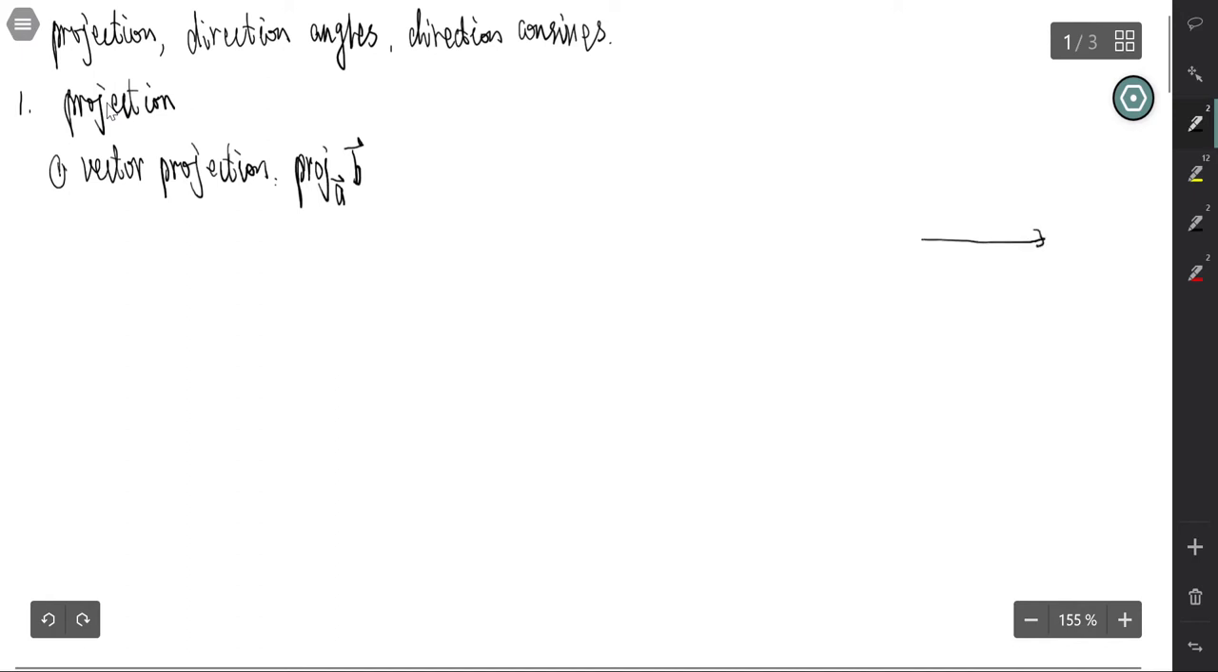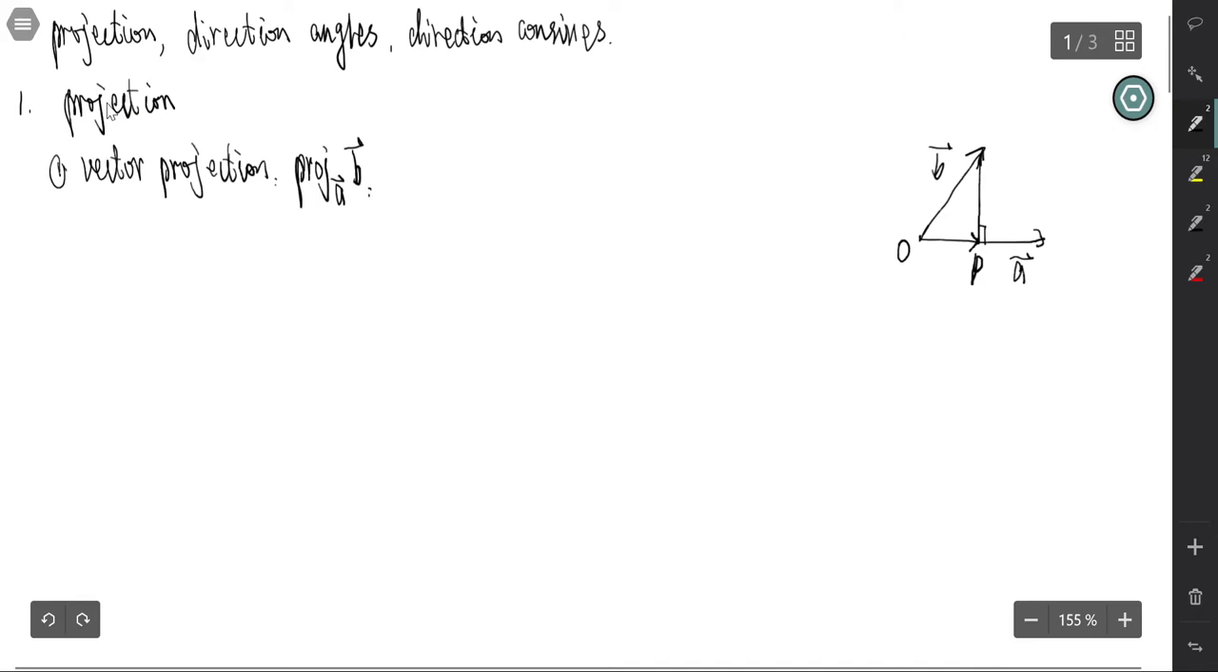If this is the vector A and this is the vector B, we draw a line from the end point of B perpendicular to A, and we place the start point of B and A at the same point. We call this point O, and the projection point we call P, and OP is a vector. We call OP the projection of B onto A, and this is a vector.